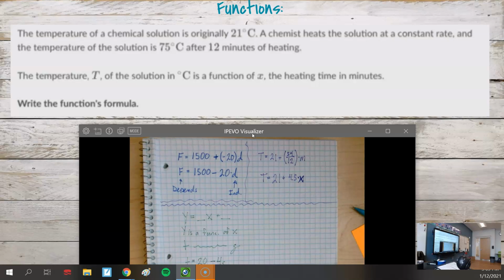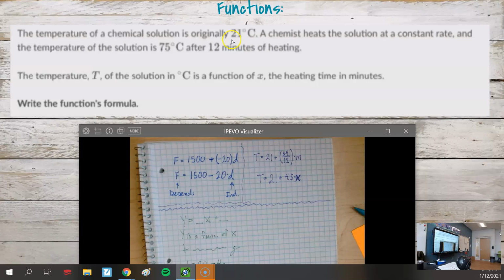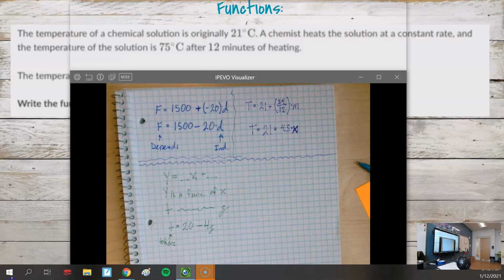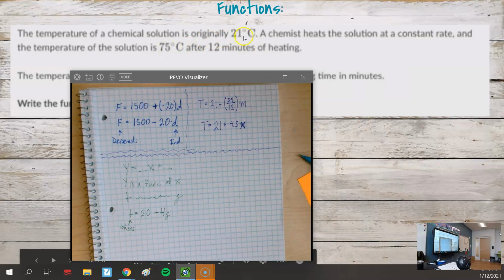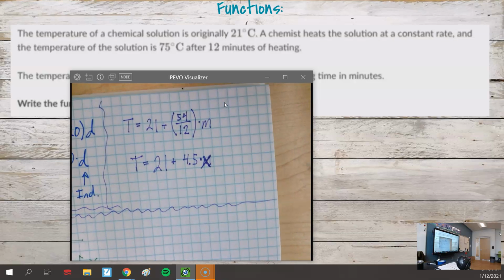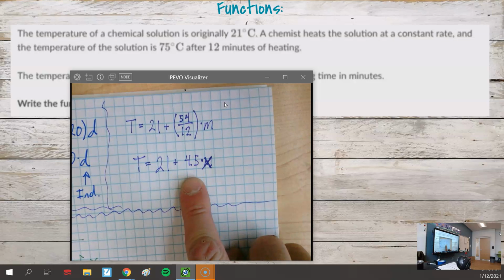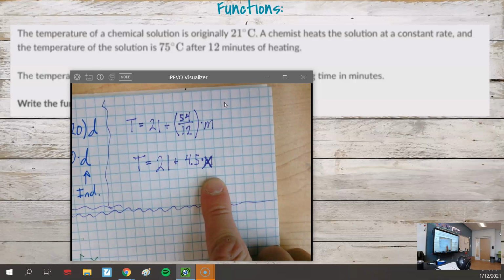So in this situation, we say, where do we start? 21. We start at 21. To find the rate, we talk about the change, and we do our change in temperature over our change in time, which our change in temperature is from 21 to 75. So that's 54 degrees. And our change in time was 12 minutes. When we compute that rate, we just get 4.5. Sorry, instead of minutes, they actually use x, so I had to change my variable there.